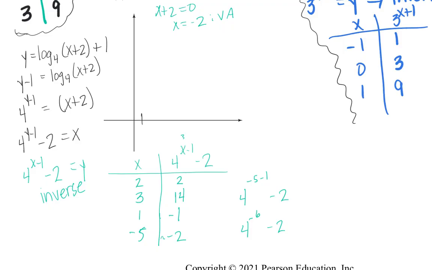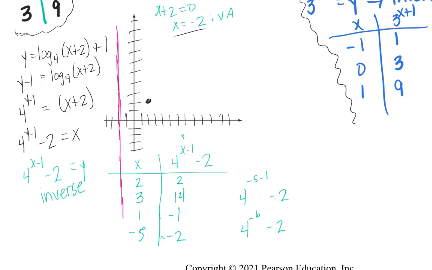So let's do 1, 2, 3, 4, 5, 6, 7, 8, 9, 10, 11, 12. Okay, graphing takes so long. So let's graph the inverse. So 2, 2. And then remember, x equals negative 2 is your vertical asymptote. So I'm going to come over here and draw my vertical asymptote here.